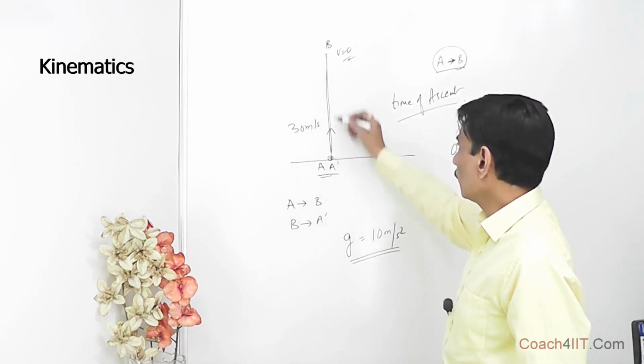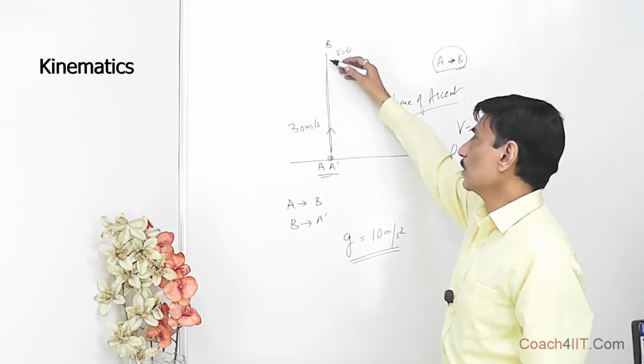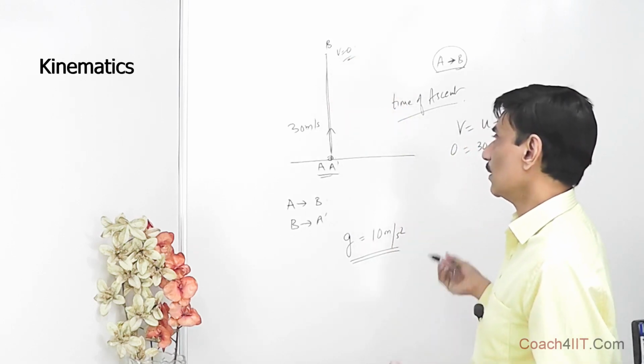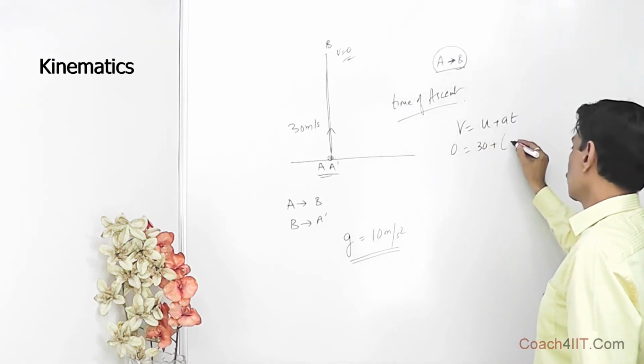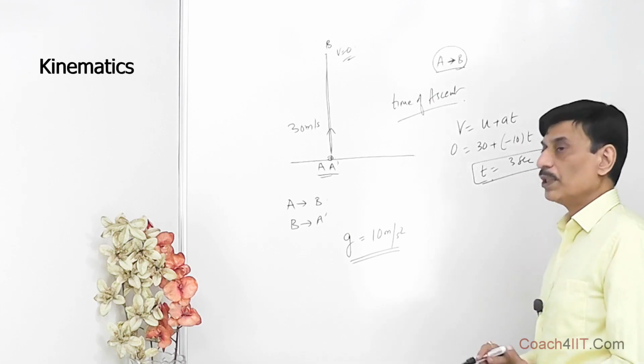So when the body is going from here to here, the velocity is reducing. When the velocity is reducing, it is retarding. Retarding means negative acceleration. And who decides that? Earth decides that. So over here A comes out to be minus g, that is minus 10, into T. So T comes out to be 3 seconds.